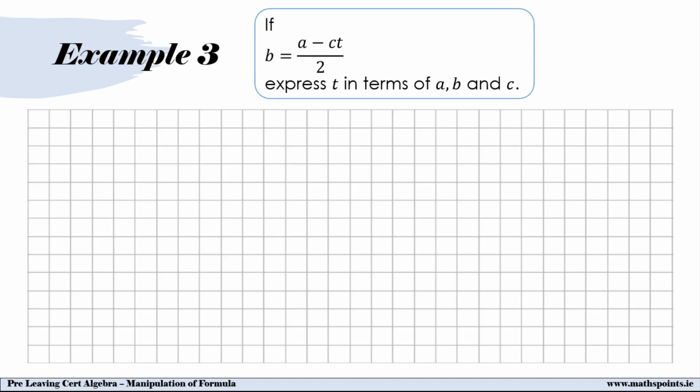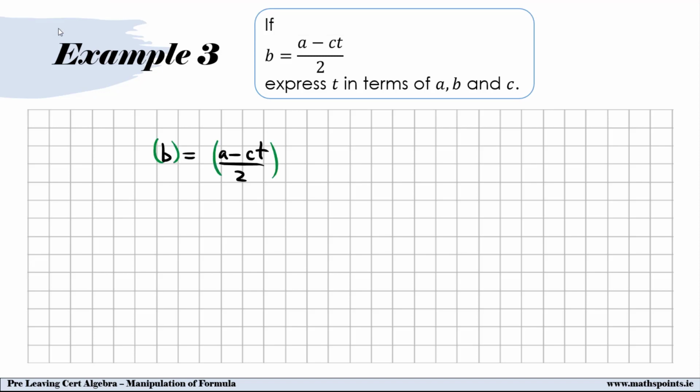So in example 3, we have a fraction in the question. We're given that b is equal to a minus ct over 2. So as when we had brackets in a question, we wanted to get rid of the brackets, if we have fractions in a question, we also want to get rid of the fractions. So the way that I'm going to get rid of the fractions is I'm going to multiply both sides by 2. Now generally I don't write it like this, but we'll just do it for the first example.